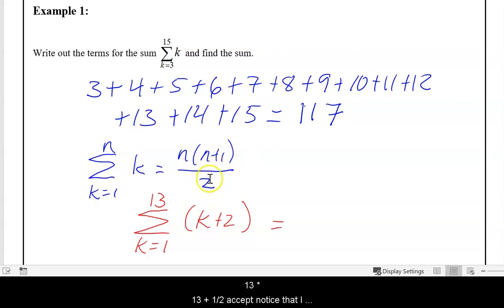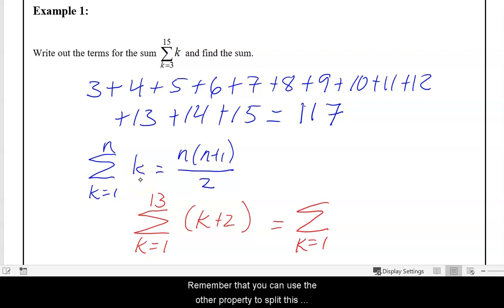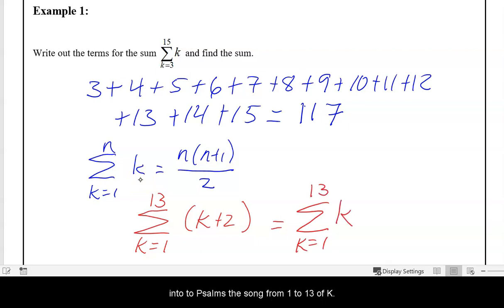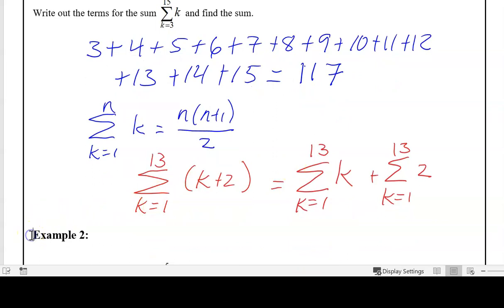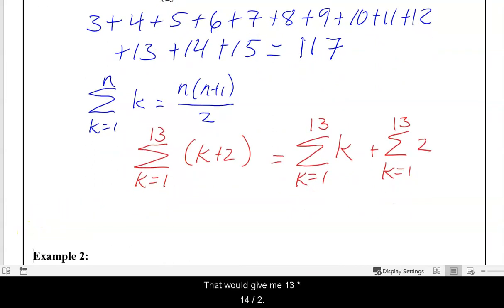That means that this should be adding up to 13 times 13 plus 1 divided by 2, except notice that I now have a plus 2 here, so it doesn't exactly match the formula. Remember that you can use the other property to split this into two sums, the sum from 1 to 13 of k plus the sum from 1 to 13 of 2. Now I can use that rule on the first part, which would lead to the following. That would give me 13 times 14 divided by 2.